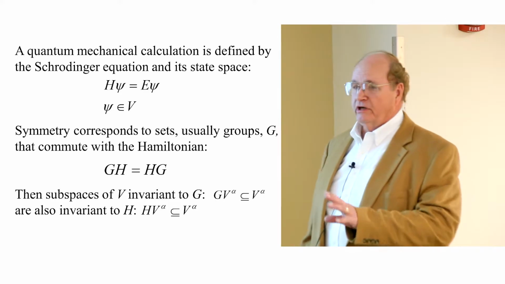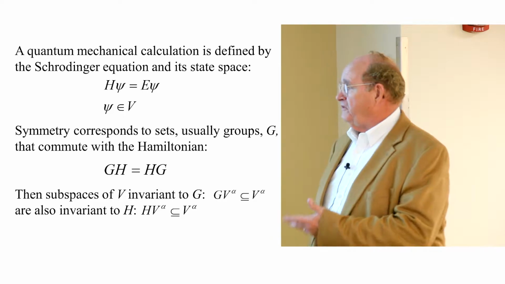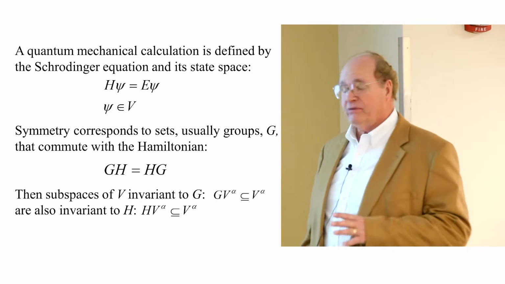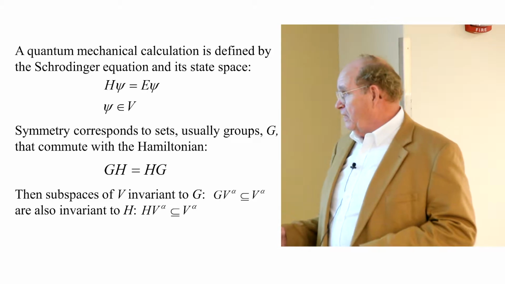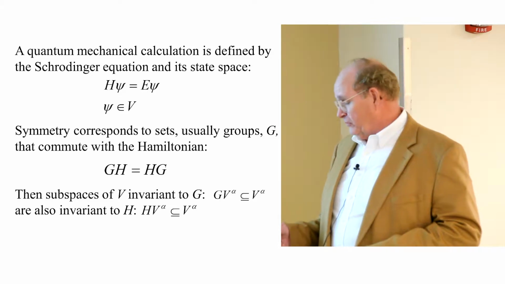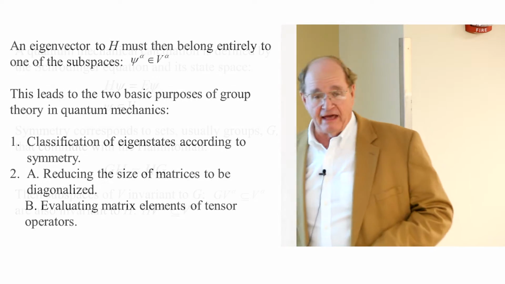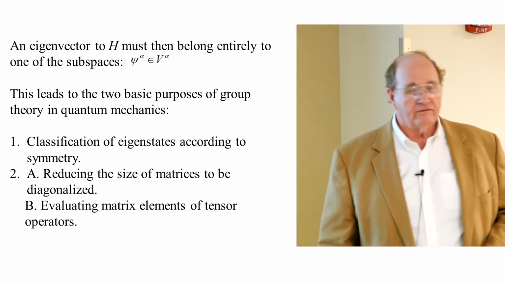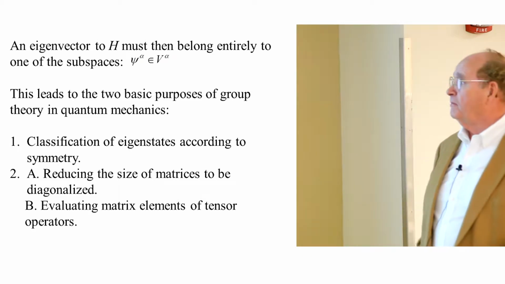So GH equals HG, and then what happens is that the state space becomes divided up into invariant subspaces under the group, and they're also going to be invariant to the Hamiltonian. The result of that is that eigenvectors and eigenstates belong entirely to one of these invariant subspaces.